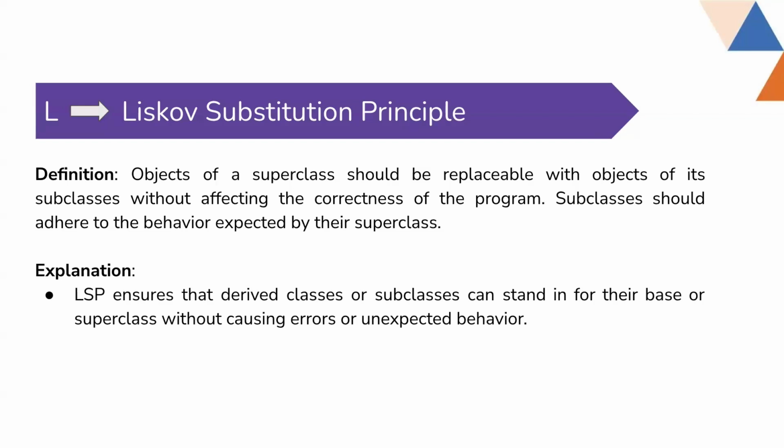So does it make sense? Is it using the superclass and also maintaining the correctness of the program? Definitely not, because the printer says it should be printing the normal document, but the 3D printer is not printing any document. It is printing the 3D object. So in this example, the printer is a superclass, and the subclasses, the inkjet and the laser printer, are basically following the superclass, but the 3D printer is not following this principle.